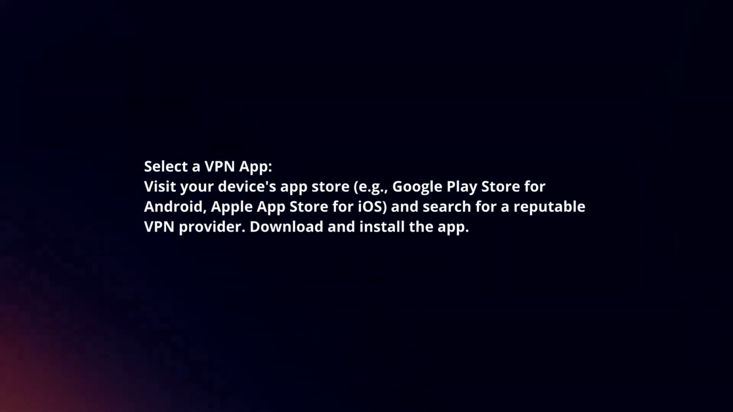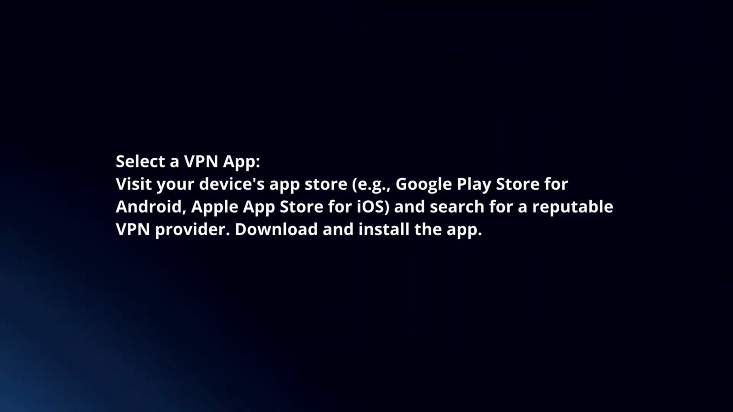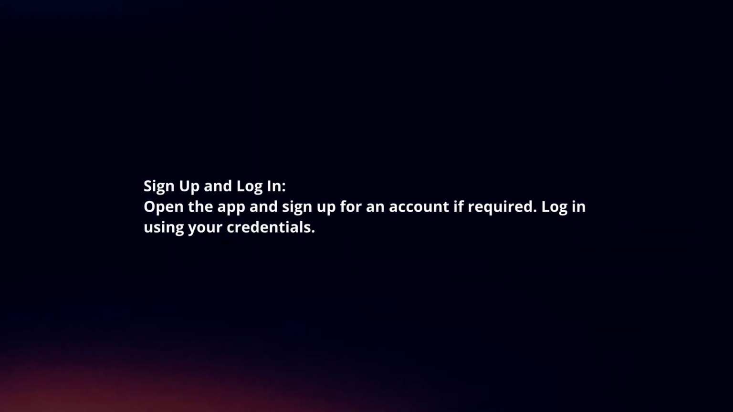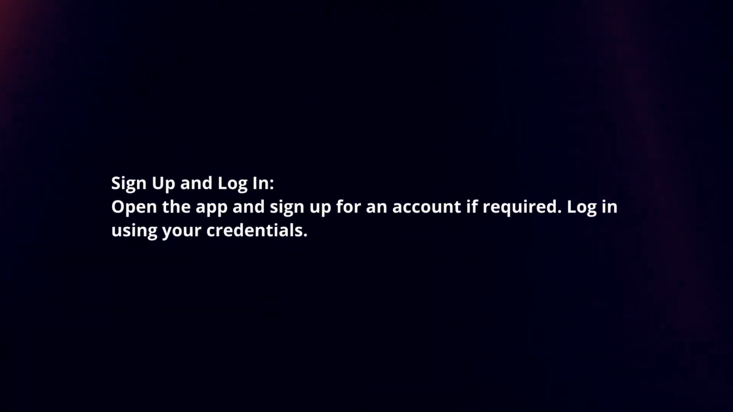Select a VPN app. Visit your device's app store and search for a reputable VPN provider. Download and install the app. Sign up and log in. Open the app and sign up for an account if required. Log in using your credentials.